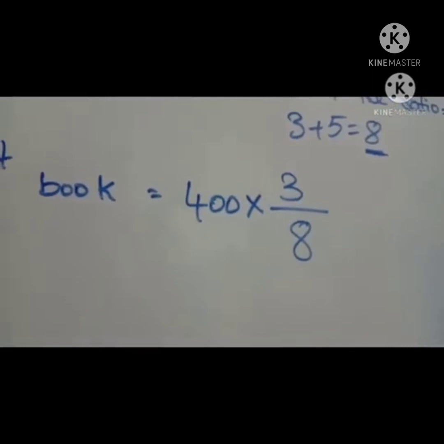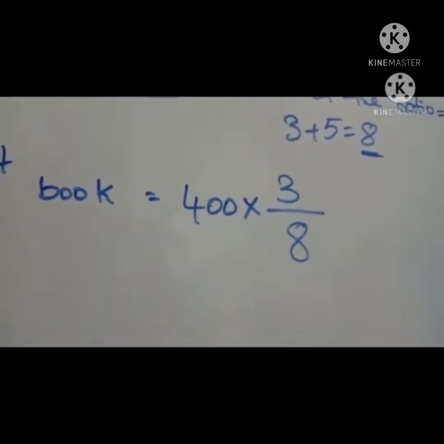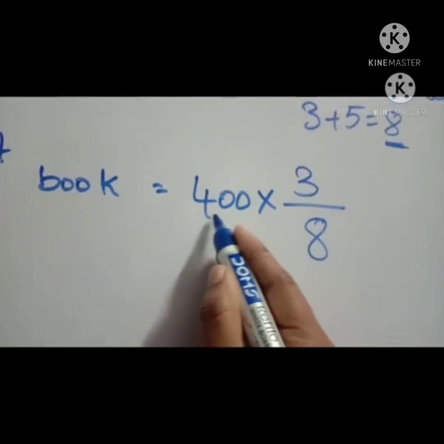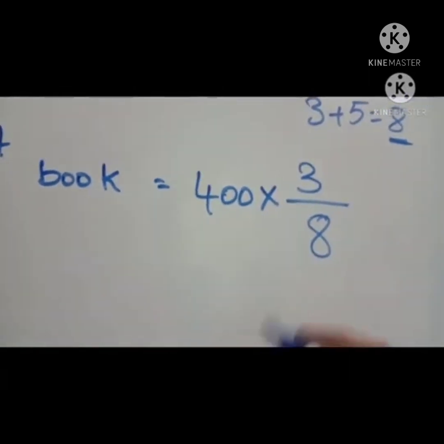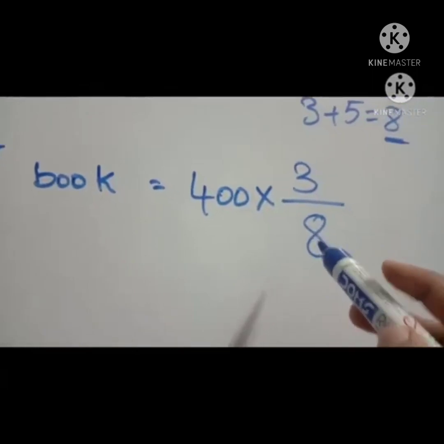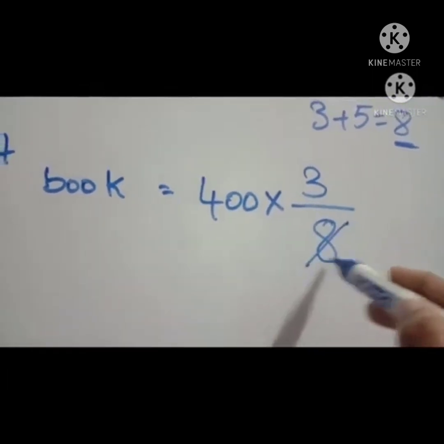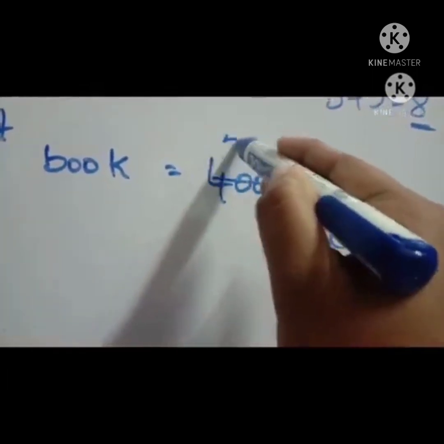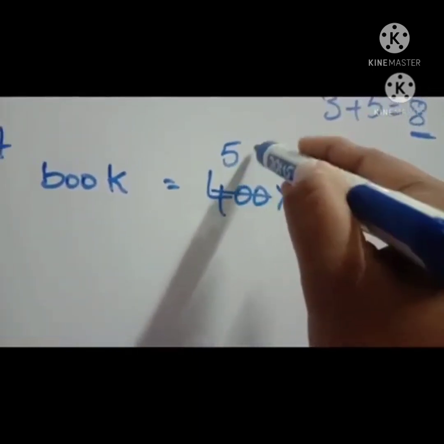In the 8 table, is 400 there or not? First check. 40 is there. 400 is not there, but 40 is there. We know that 8 5s are 40. Cancel this and write here 5. Another 0 is there, so write here 0.